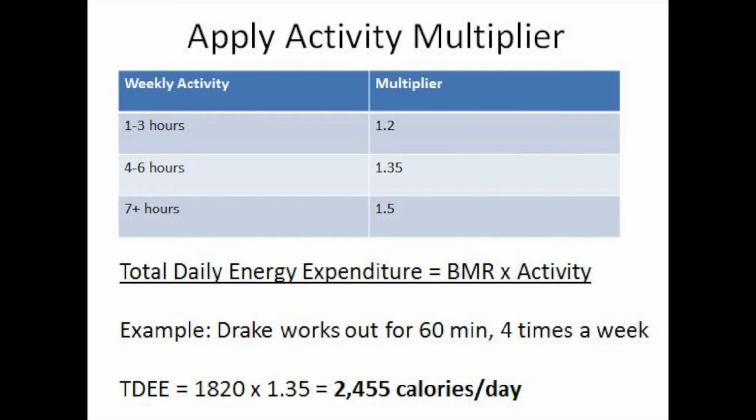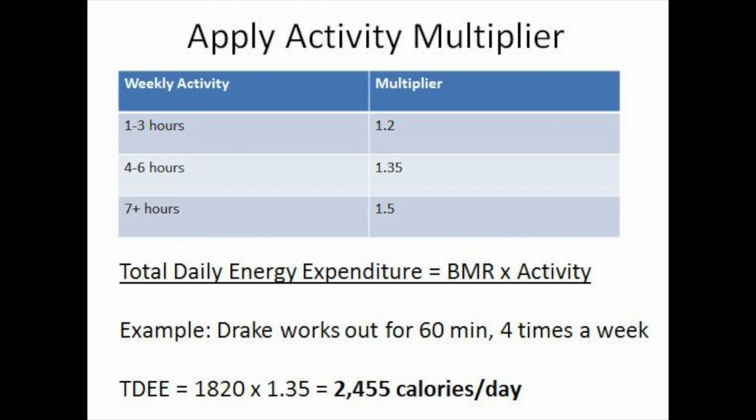His total daily energy expenditure is his basal metabolic rate times his activity multiplier. So we got his 1,820 times 1.35 is 2,455 calories a day. If he was to consume this many calories each day, theoretically his body weight would stay the same.